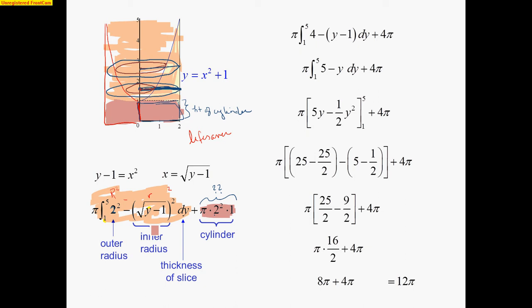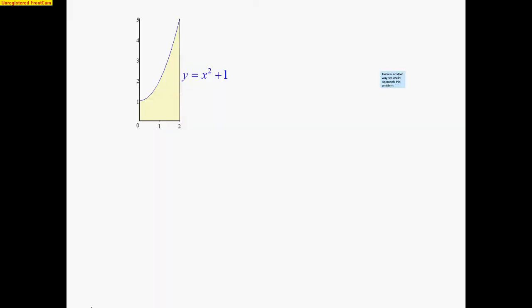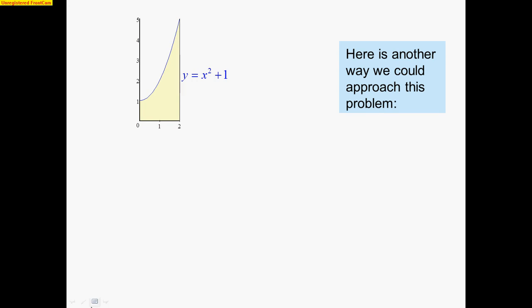So is there another way to do this problem? One that doesn't require such manipulations? The answer to that question is yes. There is another way to do this problem. Now, I'm not going to change my axis of rotation. My axis of rotation is still vertical. Rotation or revolution, whatever.